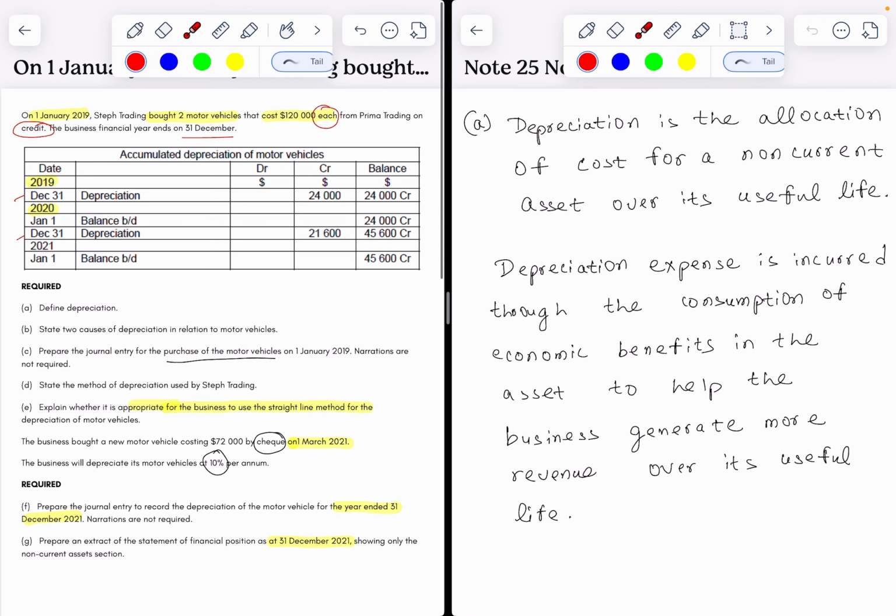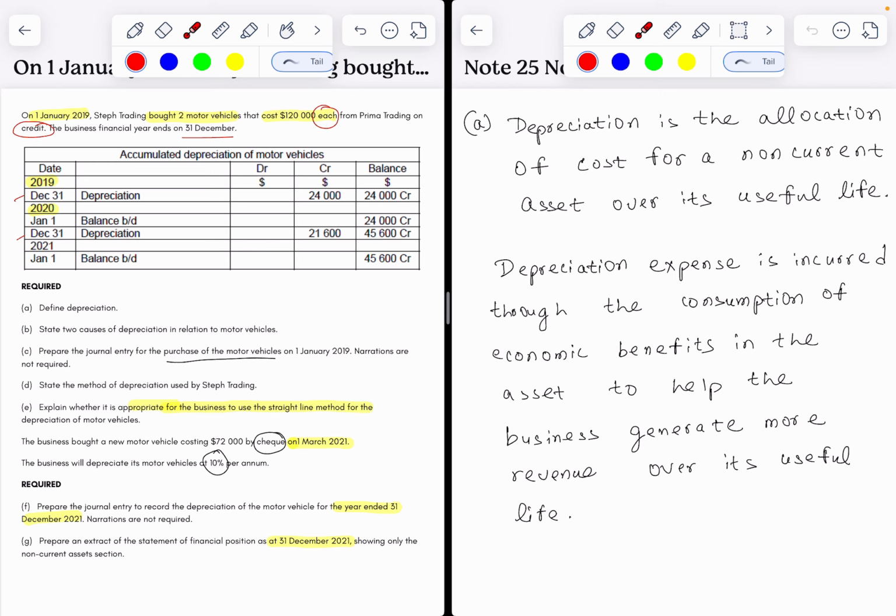On the 1st of January 2019, Steph Trading bought two motor vehicles that cost $120,000 each from Primer Trading on credit. The business financial year ends on 31 December. So based on the first paragraph, we understand that we bought two motor vehicles at the beginning of the year on 1 January 2019. The cost of each motor vehicle is $120,000, which means the total cost for two motor vehicles is $240,000.